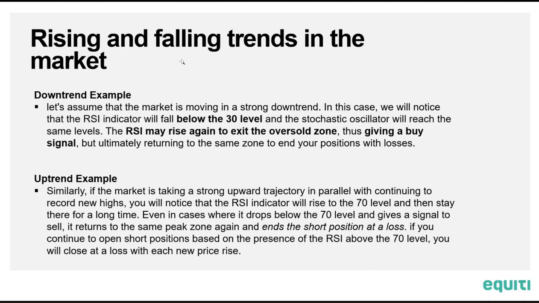So let's take a look at the rising and falling trends in the market. In a downward trend example, let's assume that the market is moving in a strong downtrend. In this case, we will notice that the RSI indicator will fall below the level 30. As the indicator falls below the level 30, the stochastic oscillator will reach the same levels. The RSI may rise again to exit the oversold zone, giving us a buy signal, but ultimately returning to the same zone and ending your position with losses.